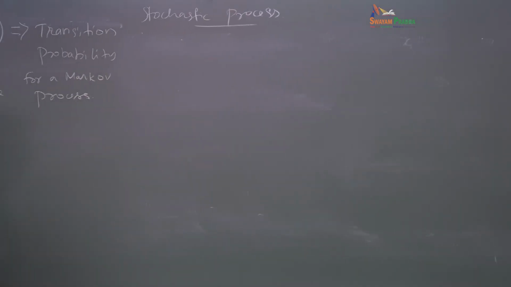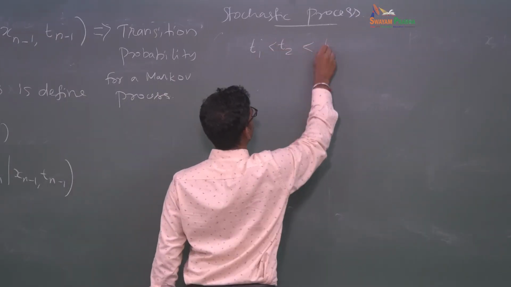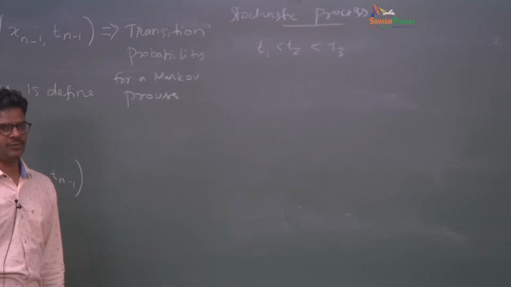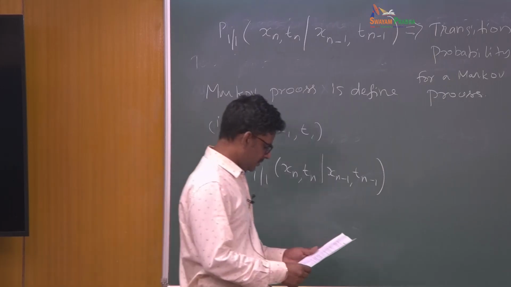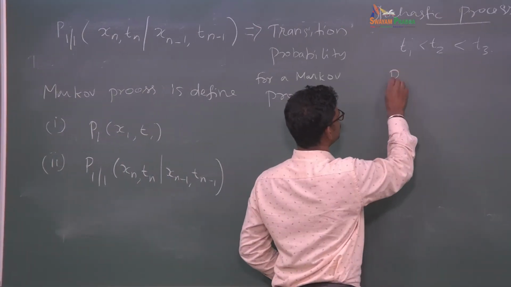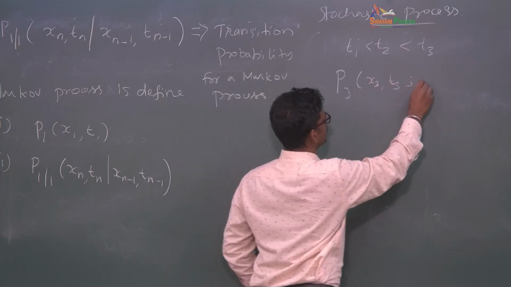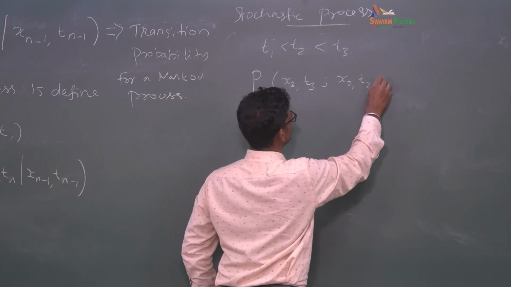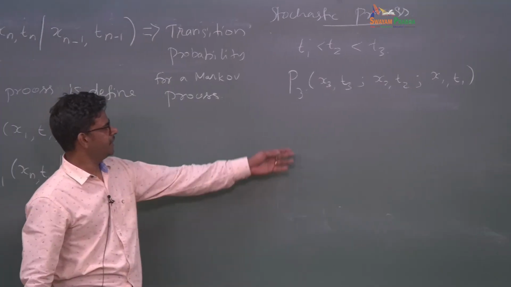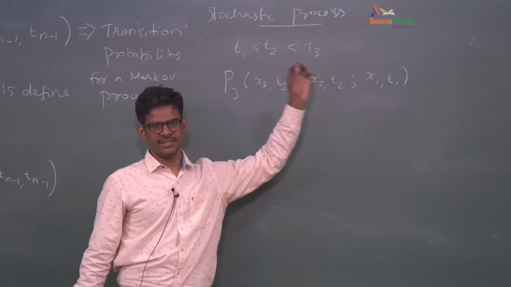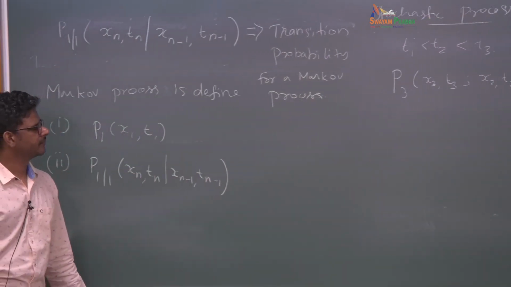Now, let us consider a 3-point system, where I am looking at the dynamical evolution of a system at 3 time points t1, t2, t3, in such a way that t1 is less than t2 and t2 is less than t3, and my joint distribution function is basically P3 of x3, t3, x2, t2, x1, t1. Here I am just defining the total joint distribution function that tells you, for this time ordering, the dynamical evolution of a system.